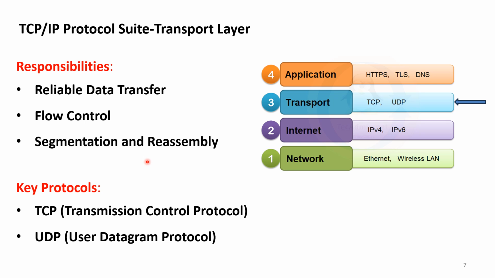Some of the key protocols used in the transport layer are TCP and UDP. Transmission Control Protocol provides reliable connection-oriented communication with error recovery and flow control. User Datagram Protocol provides faster connectionless communication without guarantees of delivery.